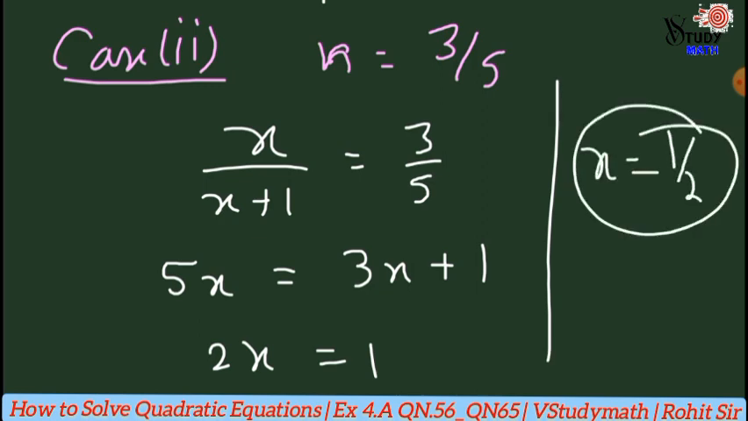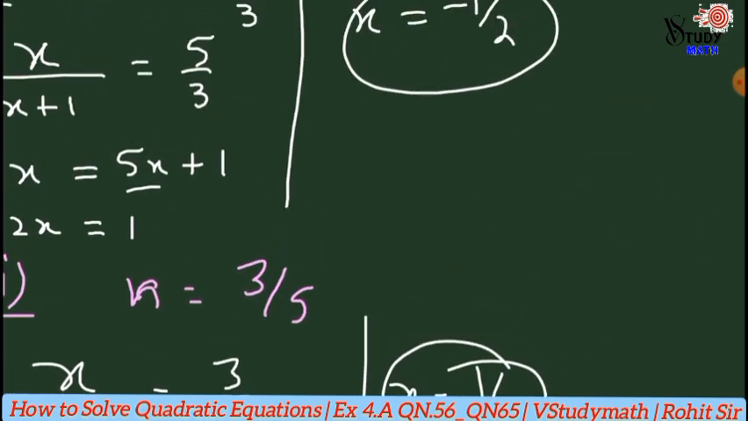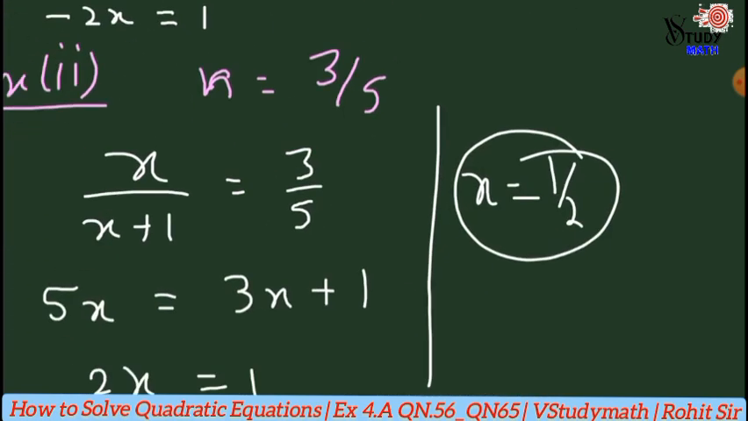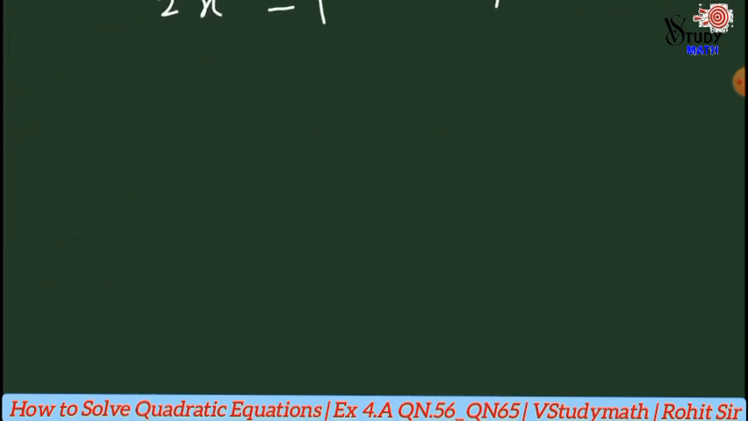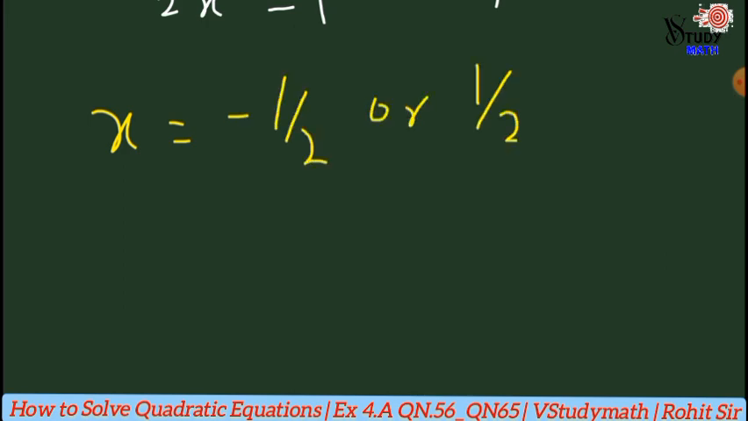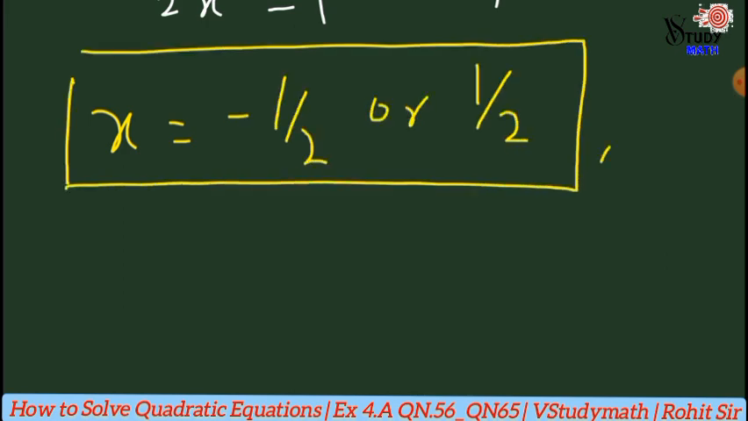So we have two values of x. One is negative and one is positive. So let's write both the values here. x is equal to negative 1 by 2 or x is equal to positive 1 by 2 is the final solution of this quadratic equation. Now moves to the question number 61.